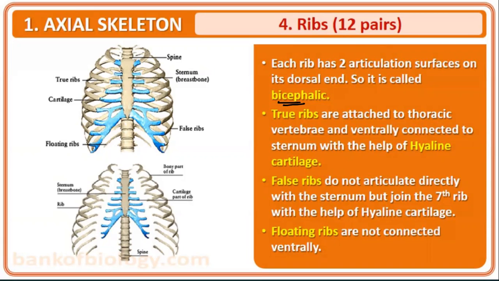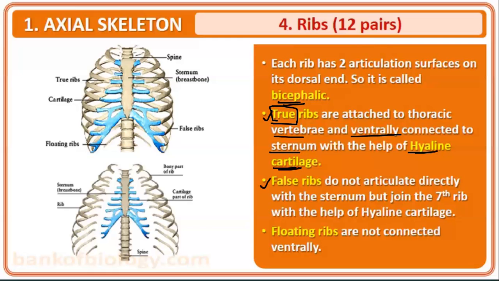Next, we studied what true ribs are. True ribs are attached dorsally to the thoracic vertebrae of the vertebral column, and ventrally they are attached to the sternum with the help of a particular cartilage known as the hyaline cartilage. Next, the second type is the false ribs.